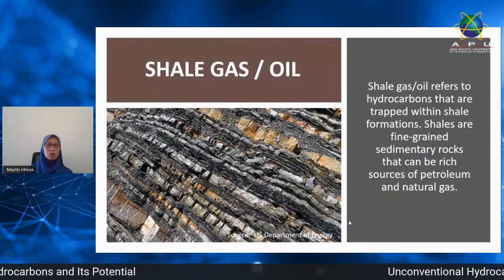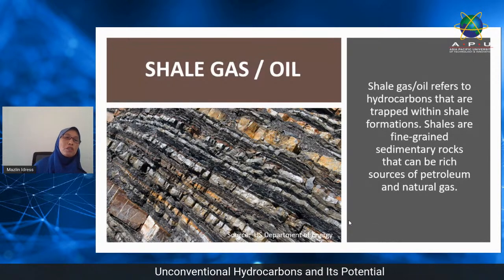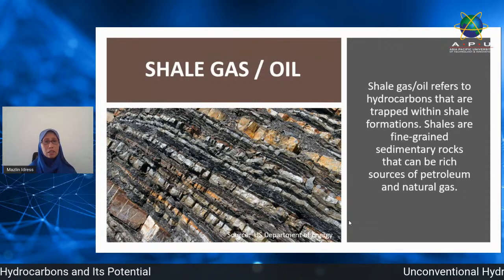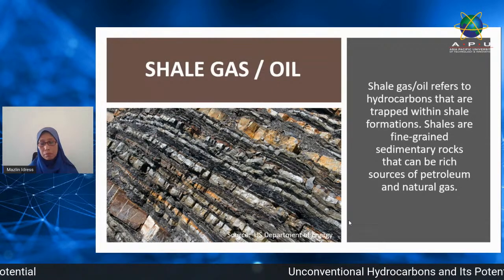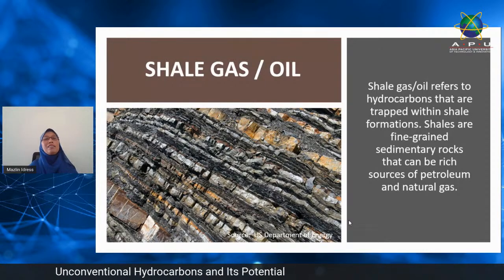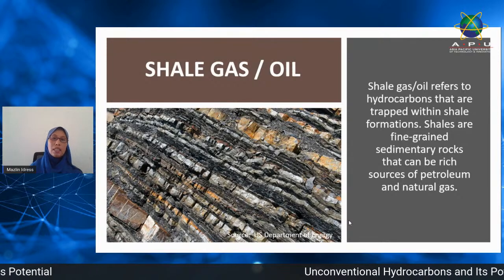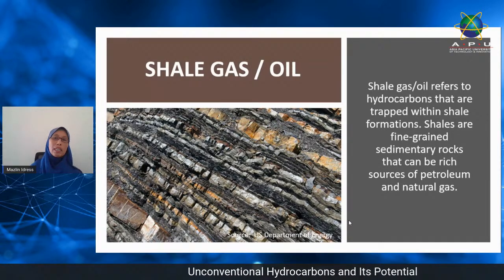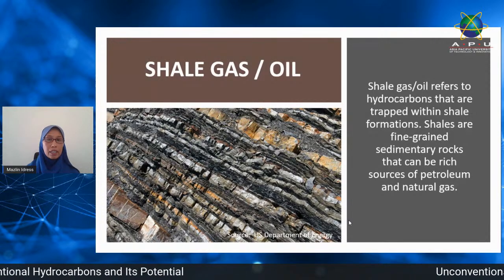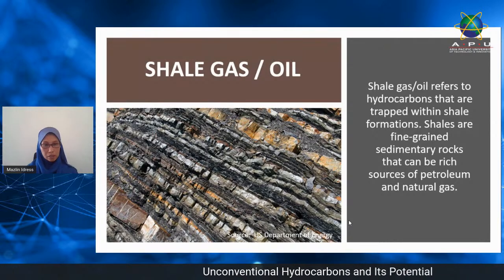So this is a very brief explanation of the different types of unconventional hydrocarbons. This is how shales look. When we talk about shale gas or shale oil, it refers to hydrocarbons trapped within shale formations. Shale is a fine-grained sedimentary rock that can be a rich source of petroleum and natural gas.